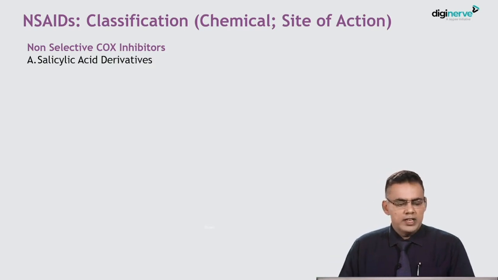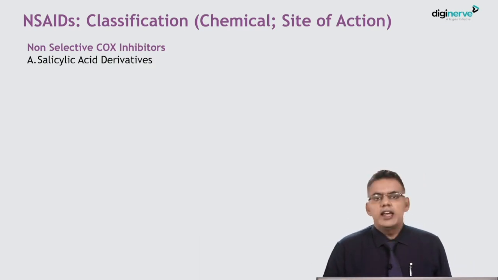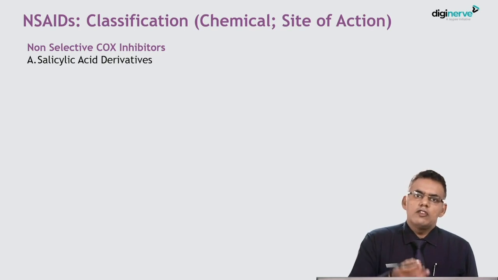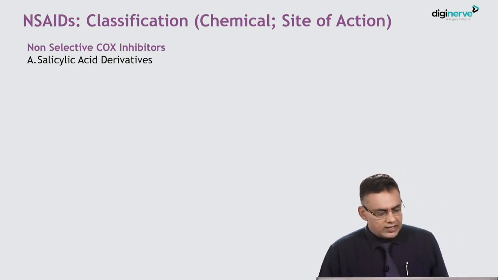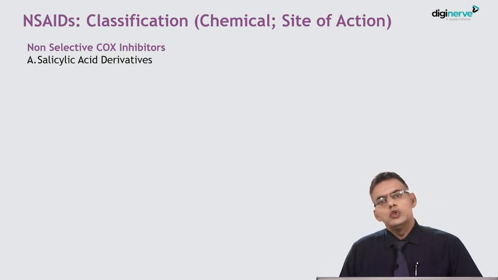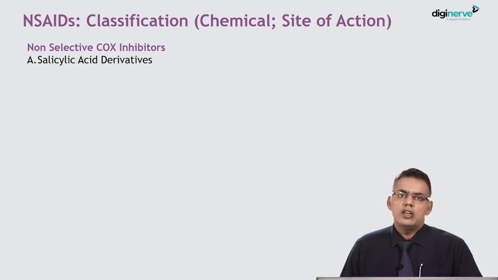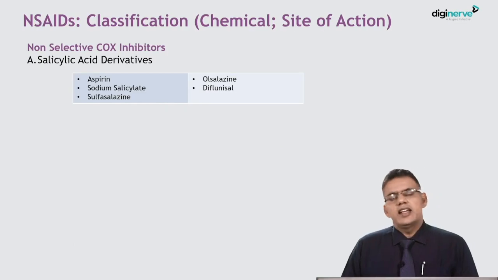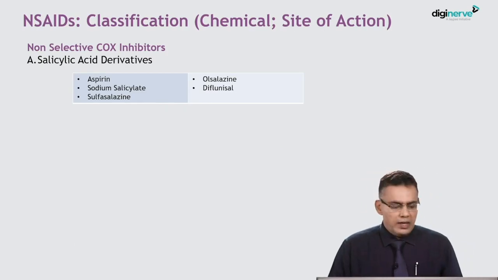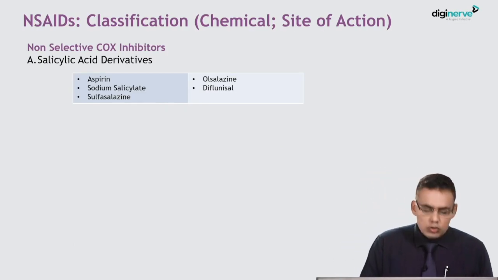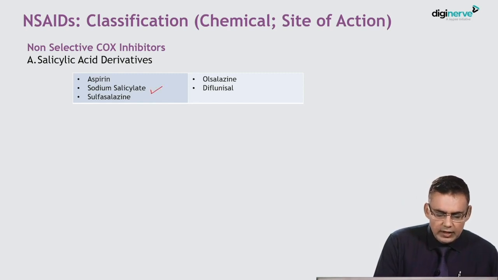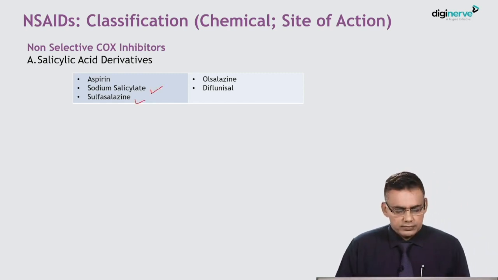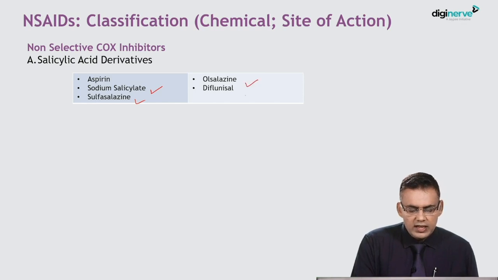The first subgroup is salicylic acid derivatives. It was one of the first analgesics which was discovered and has been used for nearly a century. This includes aspirin. Other salicylic acid derivatives which are used in therapy are sodium salicylate, sulfasalazine, olsalazine, and diflunisal.